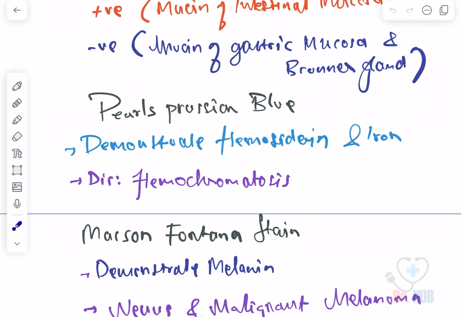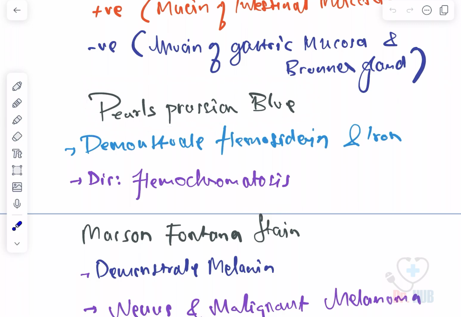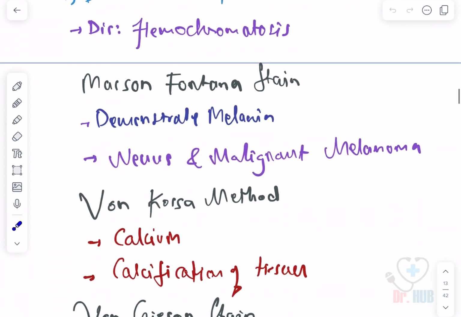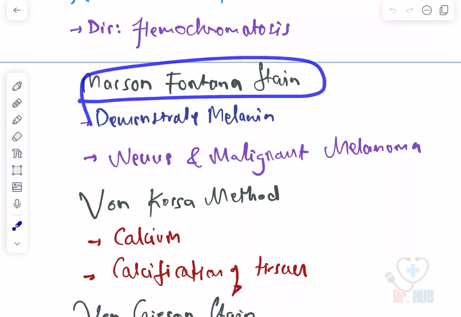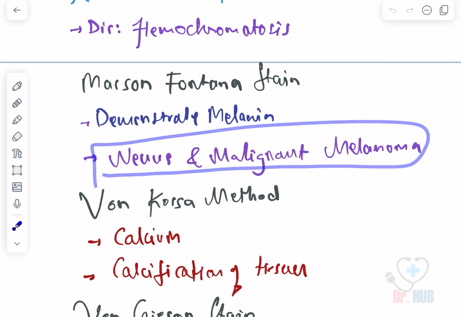Next what we look at is the Prussian blue. So this demonstrates the hemosiderin as well as the iron. So the diseases include hemochromatosis. Then we look at the Masson-Fontana stain. So this demonstrates melanin, and the nevus and malignant melanomas.